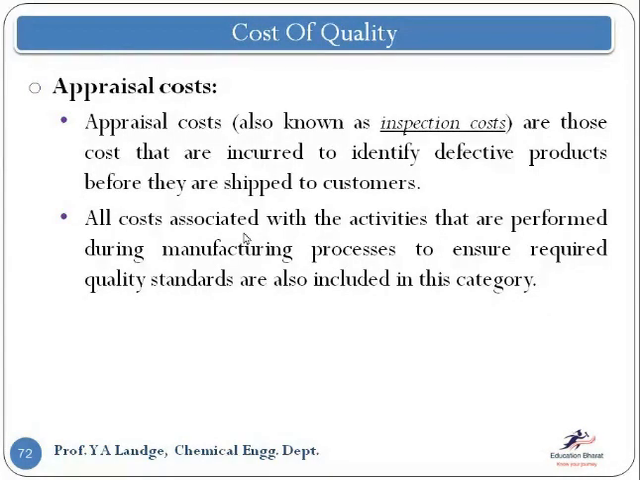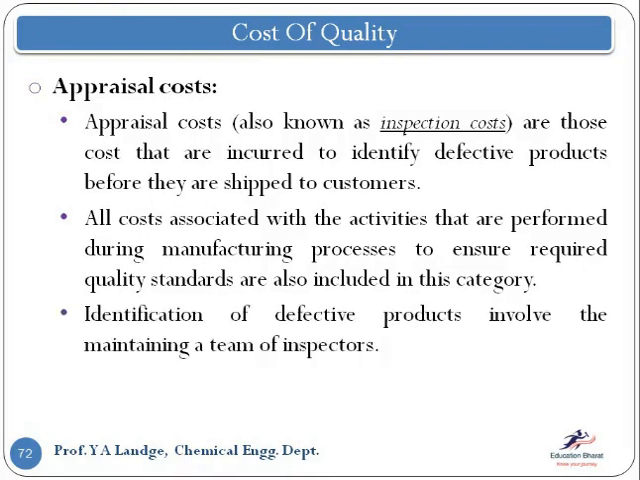All costs associated with the activities that are performed during the manufacturing process to ensure the required quality standards are also included in this category. With the help of the example, as I said, if you are producing lubricating oil, then we are checking the quality of it by checking the properties of the lubricating oil. So as per our data, does it match or not? So identification of defective products is involved. In this case, we can identify the defects, and if there are certain defects, then we can overcome that part.